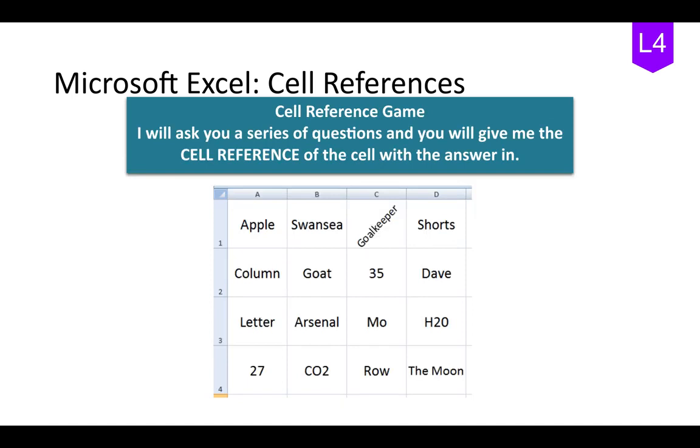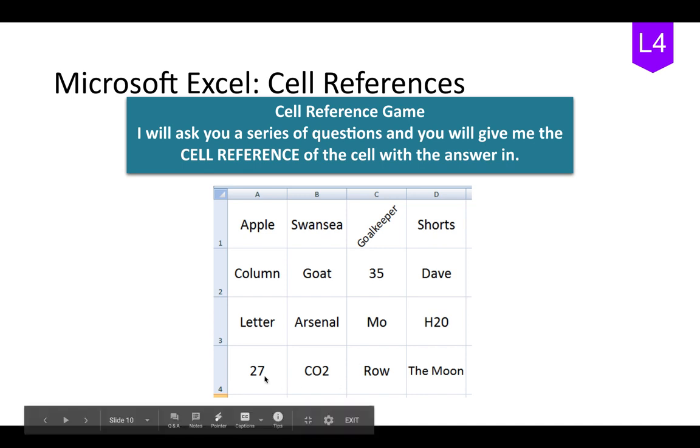Now, we could play a little game with this, okay? If I asked you where Arsenal was, where would it be? Okay, and how about the moon? Right, that's in D4. And if I wanted to know where 27 was, that is in A4.